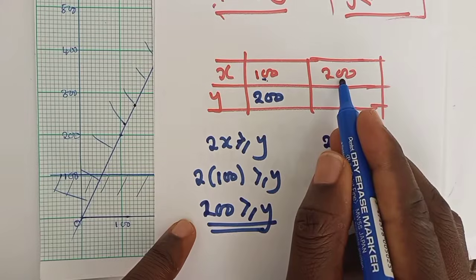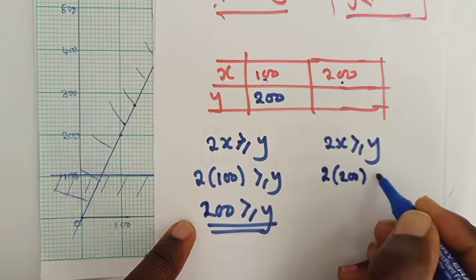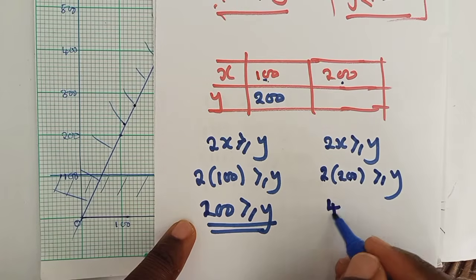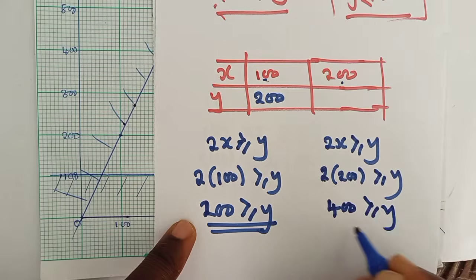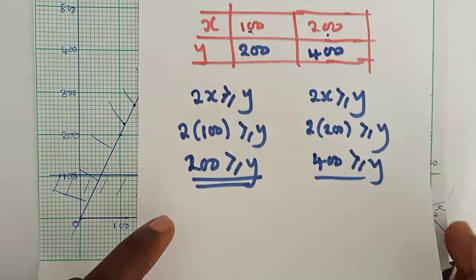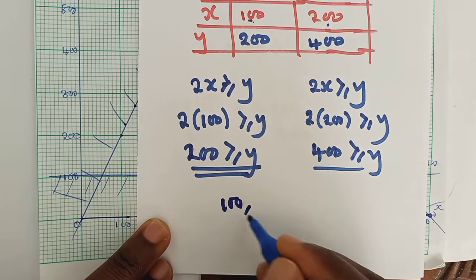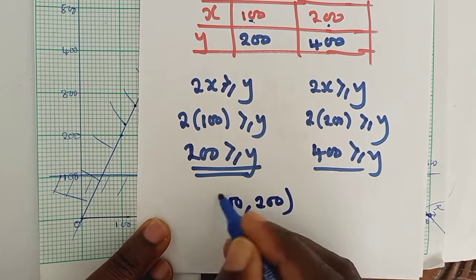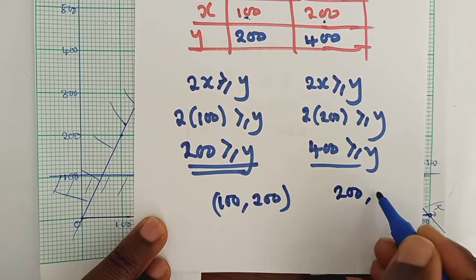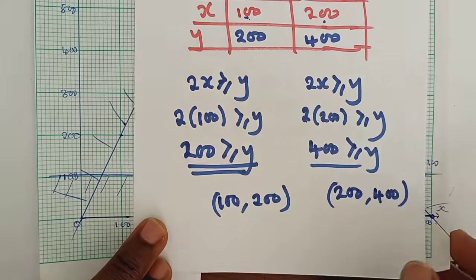So put 200. Again here, the same. Now when x is 200, you put a 200 where x is. You solve this times this, because brackets means times. You get 400. So your y here is 400. So now the coordinates will be 100, 200, and the other one is 200, 400. So this is what I did.